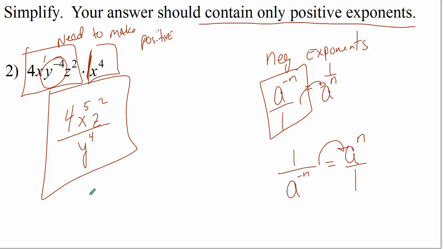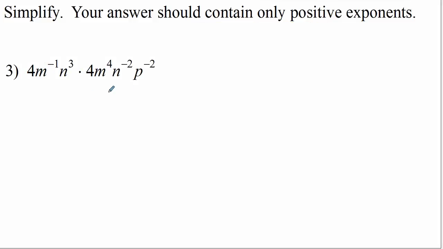Okay, that is how you finish a negative exponent. If it's in the numerator, put it in the denominator. If it's in the denominator, put it in the numerator. And then that'll make this a positive value. Okay, let's go on to some more examples. Let's do this one here.